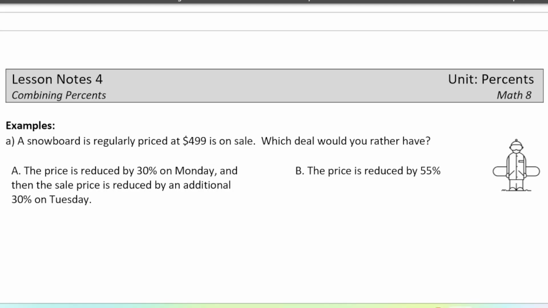Right, so this is the final lesson in the percents unit. We're going to be combining percent increases and decreases today. Okay, so let's look at a really common example of this.